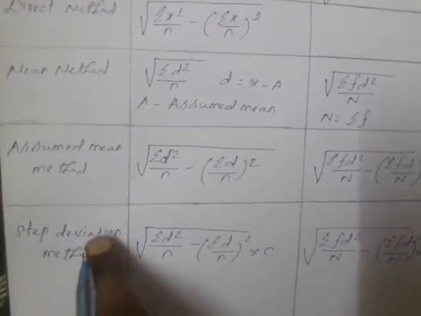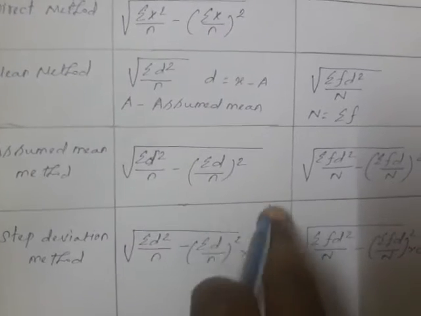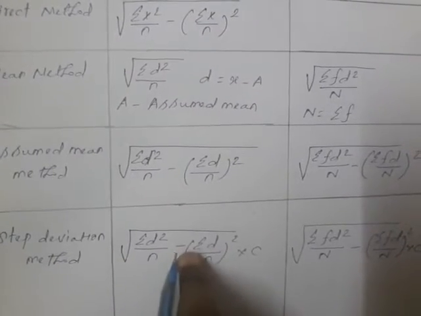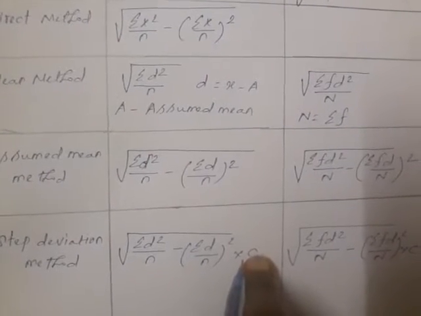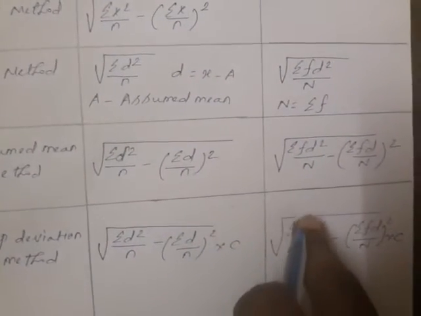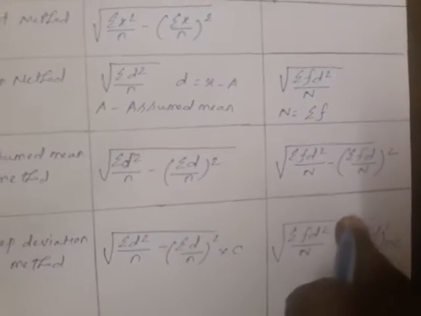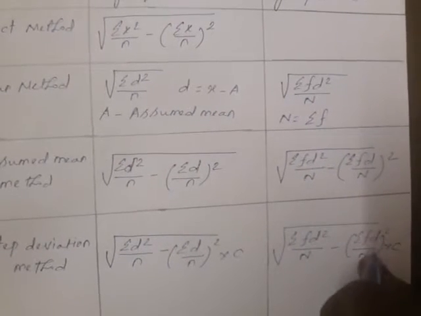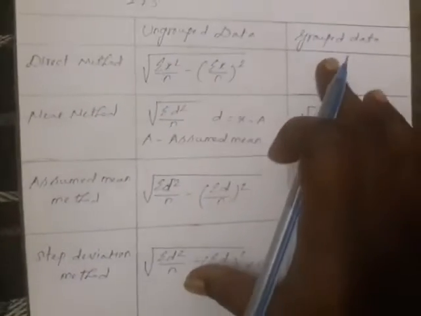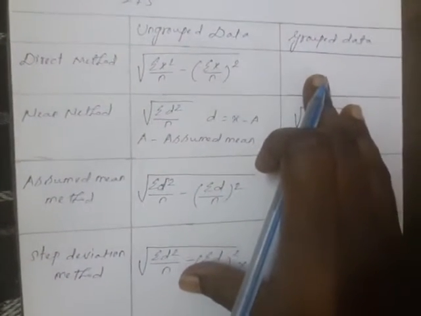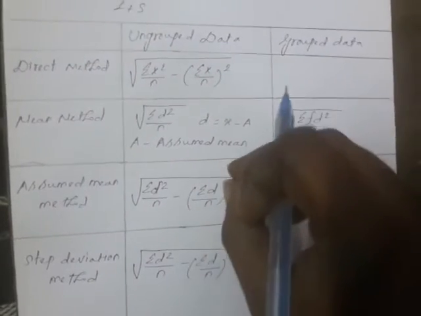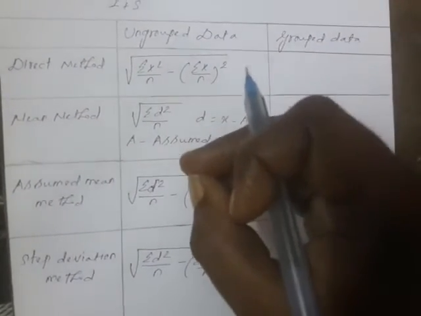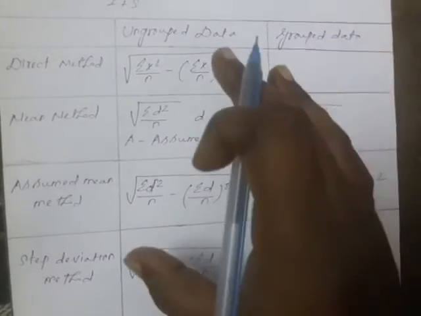The next, step deviation method. The same thing: root of sum of f d square by n minus sum of f d by n the whole square, into c. C means the class interval. Here a lot of formulas are given, but we have to use any one formula. I will explain each and every method, how we are going to use it. Whichever method you need, you will use that.